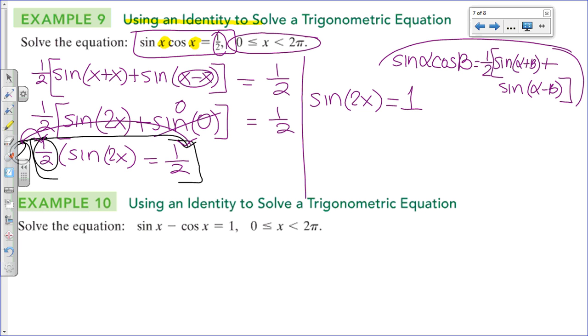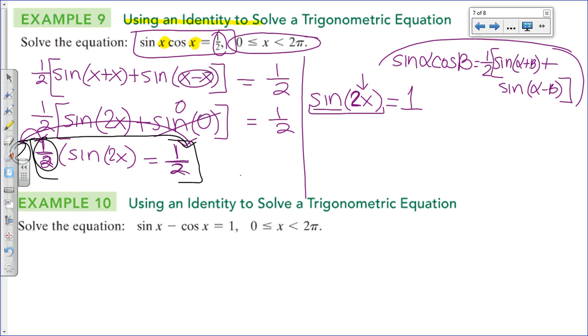We leave the 2 in 2x alone because that's the angle. When we're talking about trigonometric expressions, the angle and the abbreviation of the trigonometric ratio always go together. It's like when you have things inside a radical, like x plus 1, you don't distribute the 2 inside. We do the same thing with the angle. We don't distribute it. We only distribute it to the coefficients. The coefficient here was 1/2, and here we distribute it to the constant term.